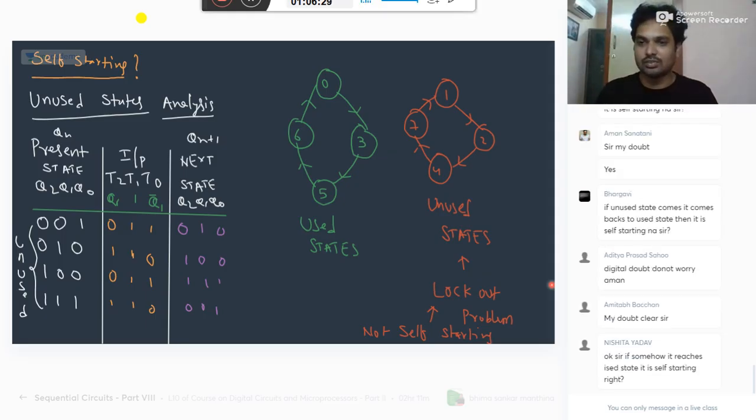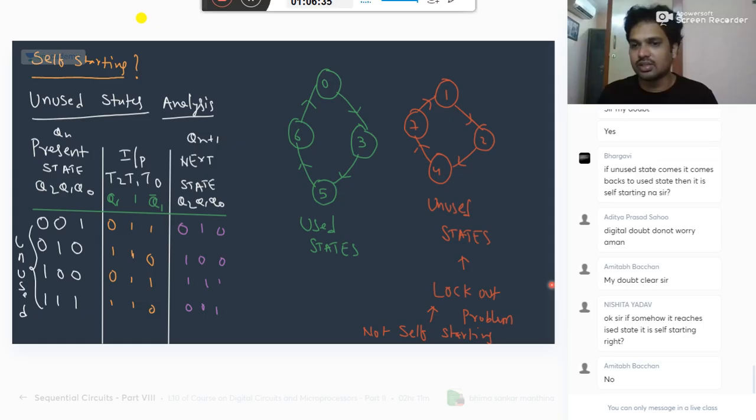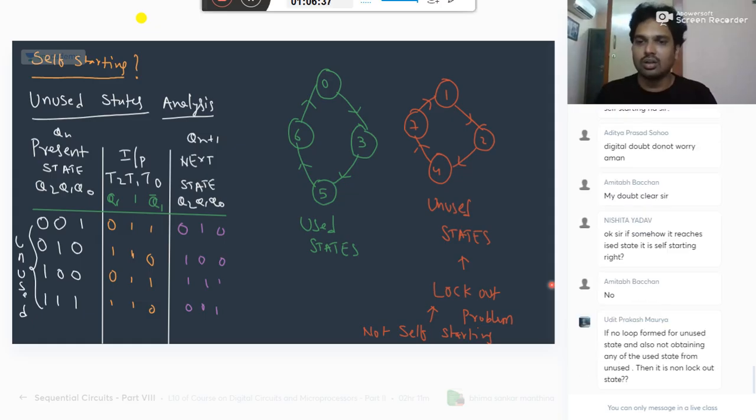Your doubt is clear without explanation. Amitabh, very good. If unused comes back to used, then it is self-starting. That's what I said. Yes, Nishita. If by chance it comes back like this, if one line is there, it is self-starting only. From 7 there is no loop. Like this, finally it is coming, definitely self-starting.